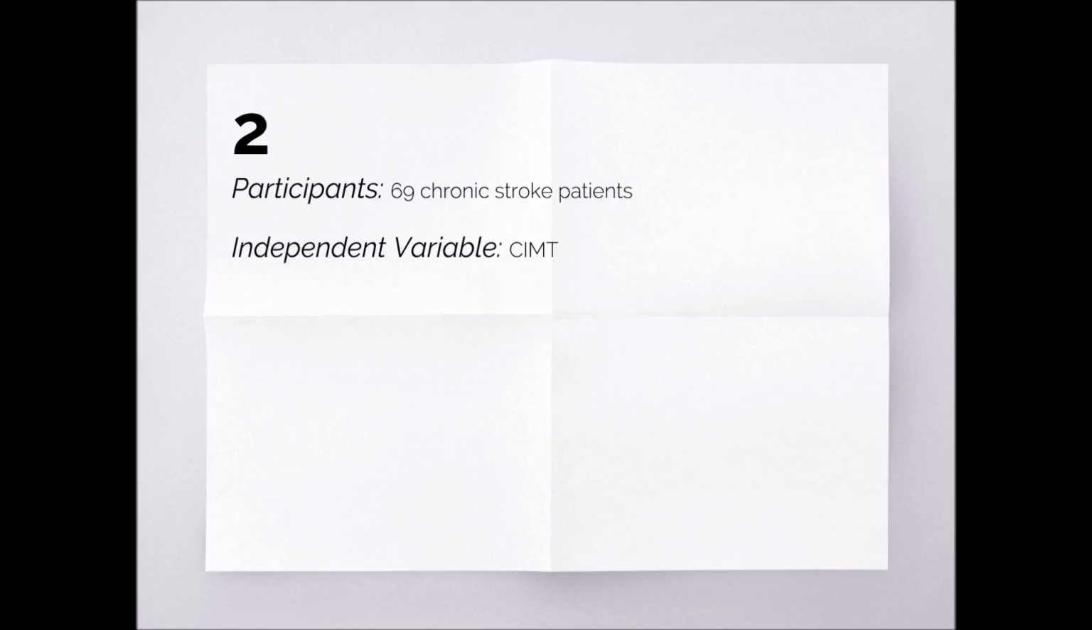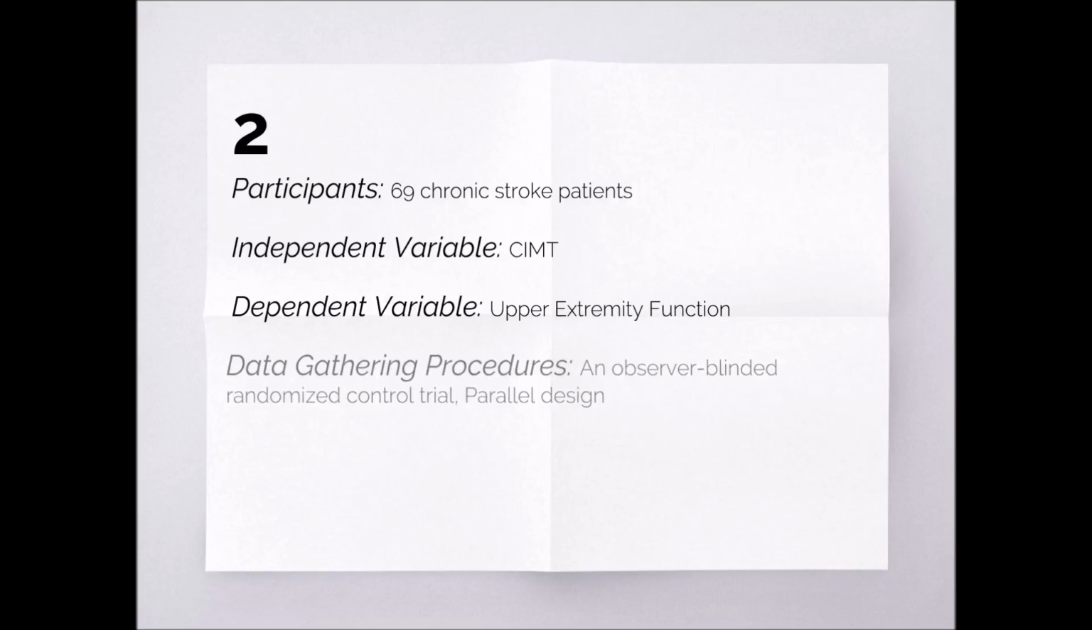For Article 2, the participants were 69 chronic stroke patients that were allocated either to CIMT, 33 of them, or conservative treatment, 36. The independent variable is CIMT. The dependent variable is upper extremity strength, specifically pinch and hand grip strength. The data gathering procedures were an observer-blinded randomized control trial and a parallel design.